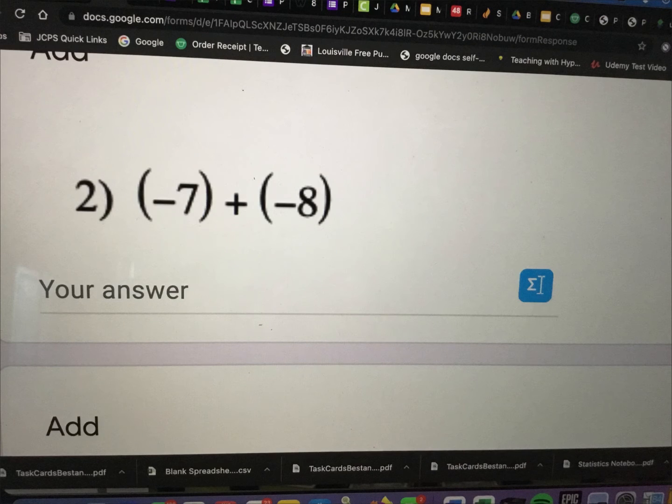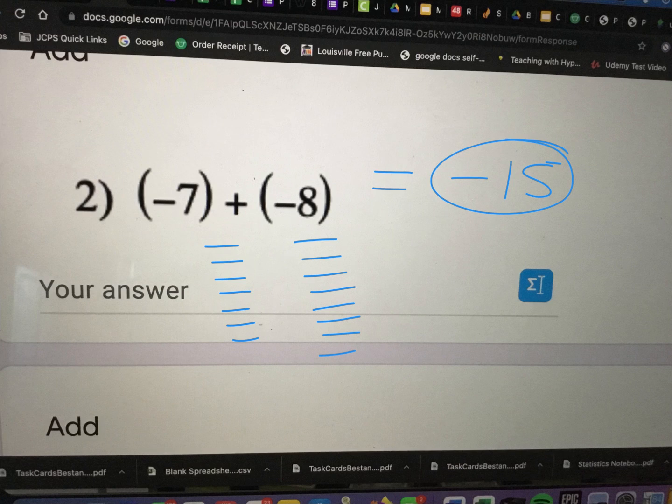Number 2 is a very similar concept. So we have 7 negatives, and we're going to combine that with 8 more negatives. So you're just taking two groups of negatives and combining them into one pile, right? Imagine you got 1, 2, 3, 4, 5, 6, 7, and then 1, 2, 3, 4, 5, 6, 7, 8. Well, if you put all those negatives together, you get 15 negatives. So that's going to give us a total of -15.